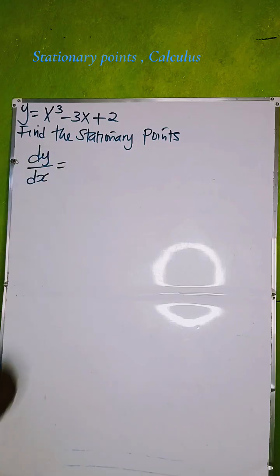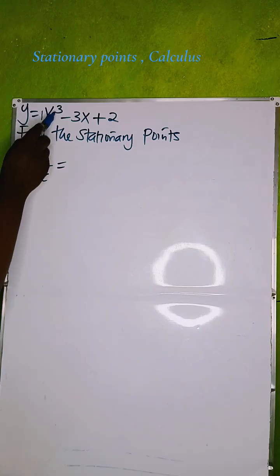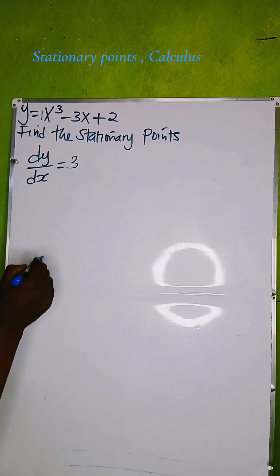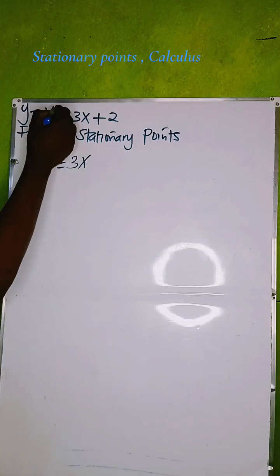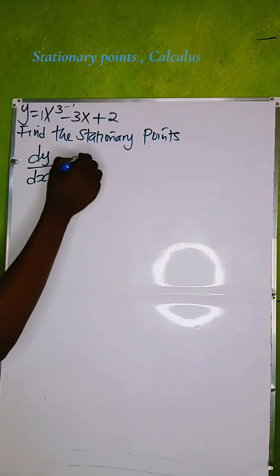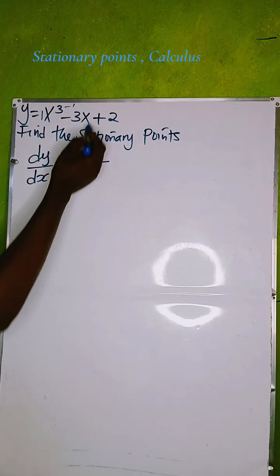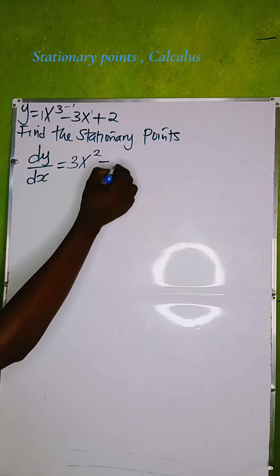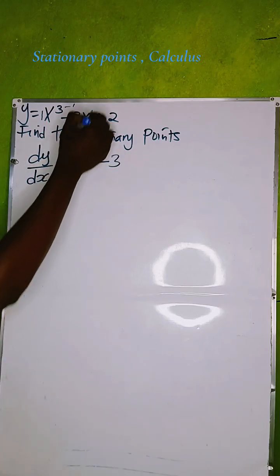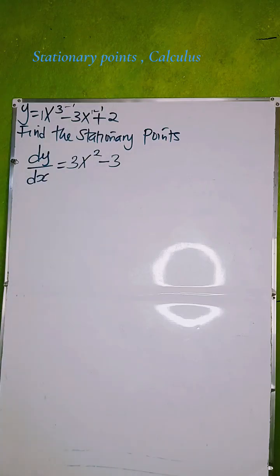dx will be, so remember when we are differentiating, we normally assume there's a 1 here. So 3 times 1 will be 3x, and then the power that you have here is 3, so you subtract 1 from there. So there's 3x squared minus, when you differentiate this, you assume that this is power 1. 1 times 3 will be 3, and then you subtract this 1 and you'll be left with x power 0. X power 0 is the same as 1. So our dy dx will be 3x squared minus 3.